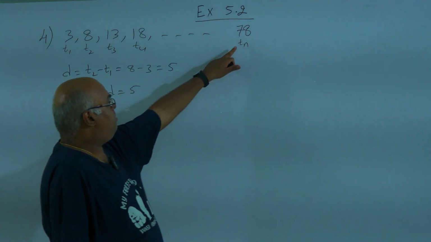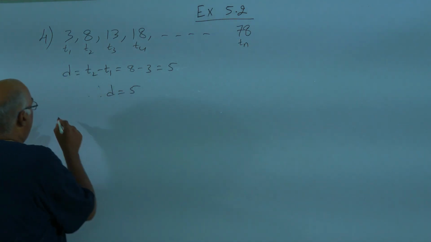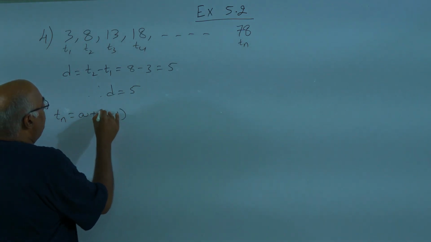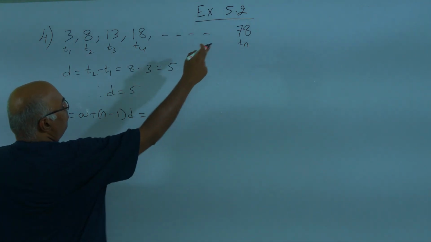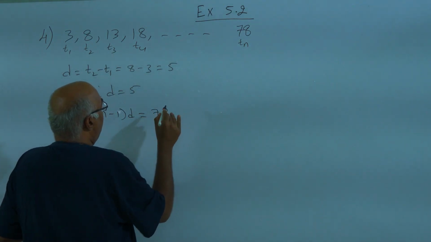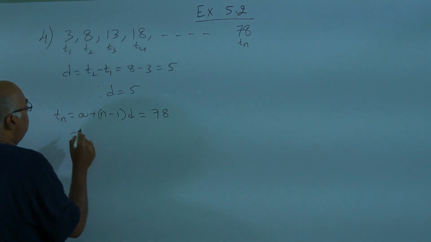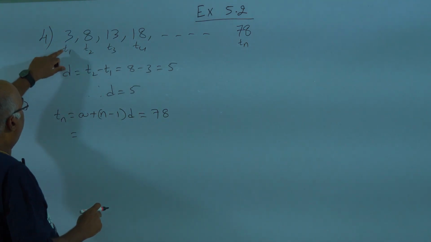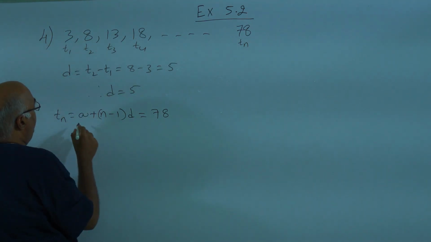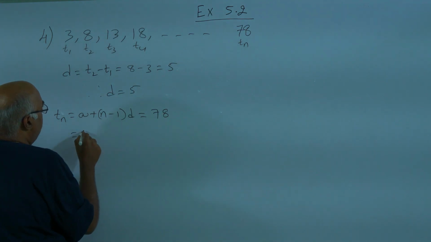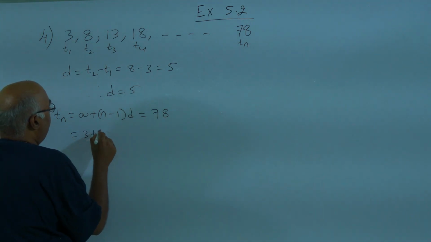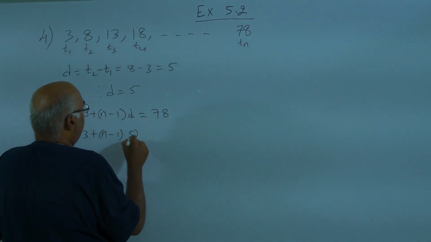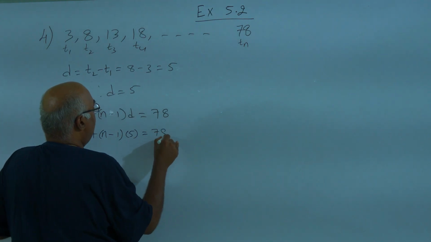We assume that the nth term is 78. So we know that the nth term Tn is equal to A plus n minus 1 into D. So this is equal to, we assumed it to be equal to 78. Now substitute the value of A. A is nothing but the first term, T1. So this is equal to 3. Substitute the value of A in this equation. So 3 plus, we don't know the value of n, so n minus 1 into the value of D, which is 5. This is equal to 78.